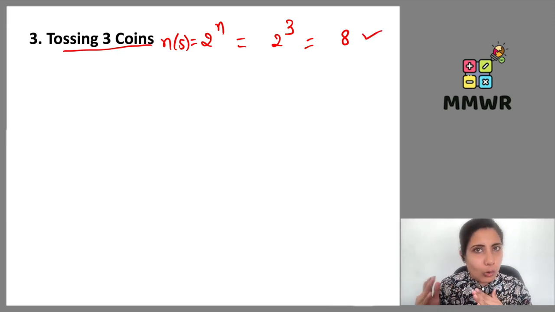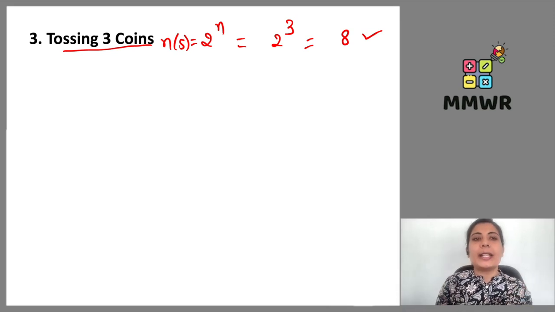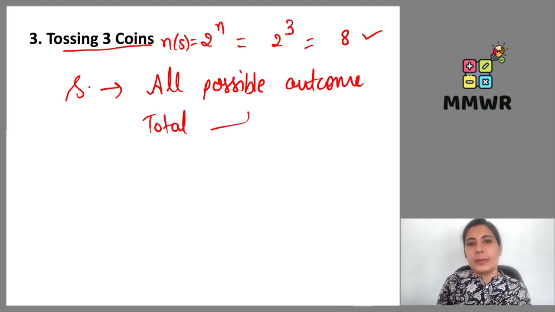But how will it be? All 3 of them will be head, all 3 of them will be tail, 2 head 1 tail, 2 tail 1 head. What type of combination it will be, that we have to look at. So sample space, or we can say all possible outcomes, right? Sample space or all possible outcomes, or we can say total possible outcomes.